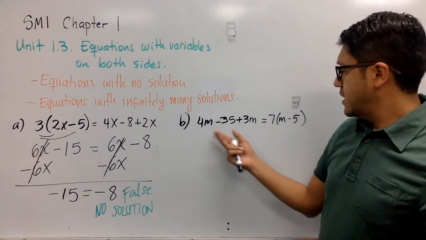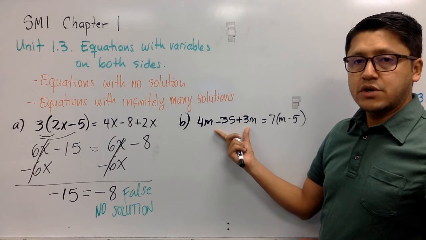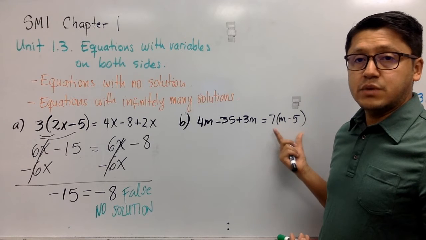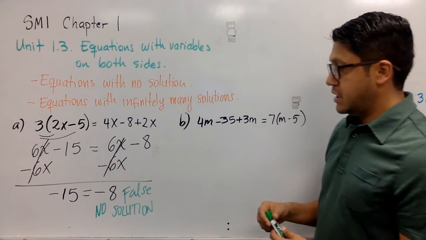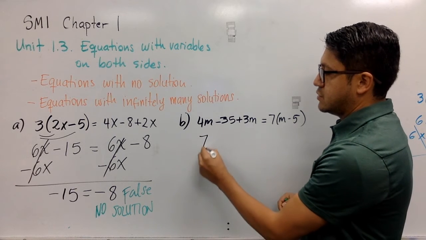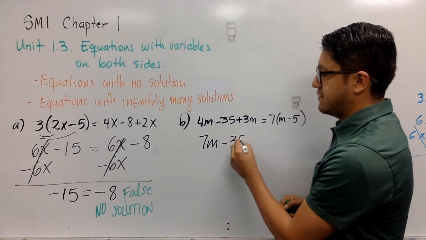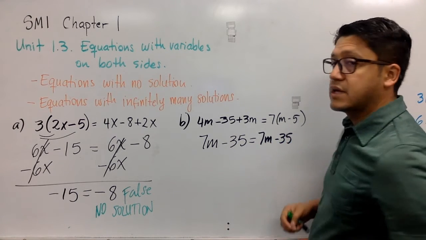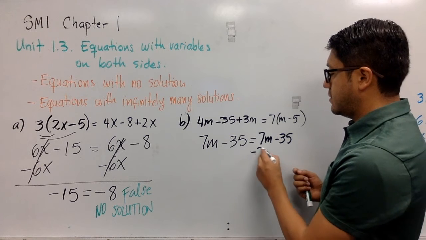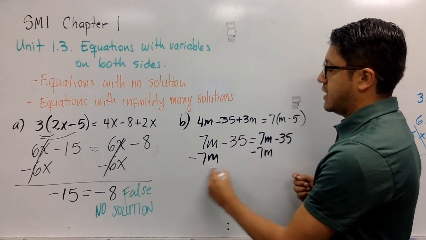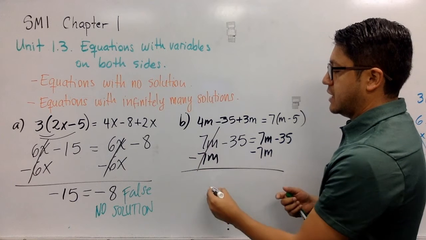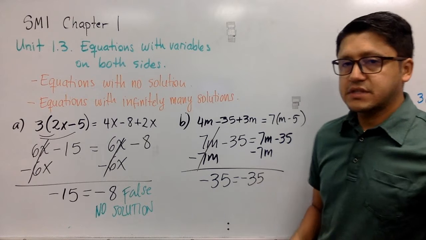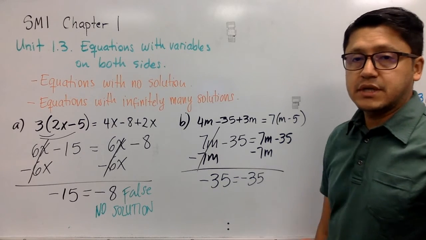You see this again. Variables here on the left side, they are like terms that can be combined. On the right side of the equality, we can just do the distributive property. So let's do this. We are going to combine this, and we have 7m minus 35, and that equals 7m minus 35. And as we eliminate the variable from one side, it also, as a consequence, eliminates the variable on the other side.